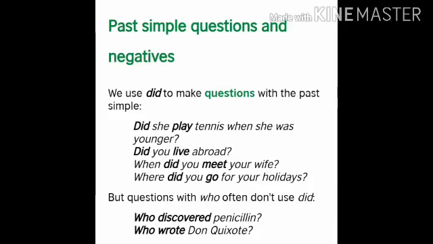And now we can also see interrogative sentences. Examples are, did she play tennis when she was younger? Did you live abroad? When did you meet your wife? Where did you go for your holidays? In all these examples, you can notice we are using did and the main verb has retained its first form only. The reason has already been told to you. The reason is did is also the second form of the verb do.